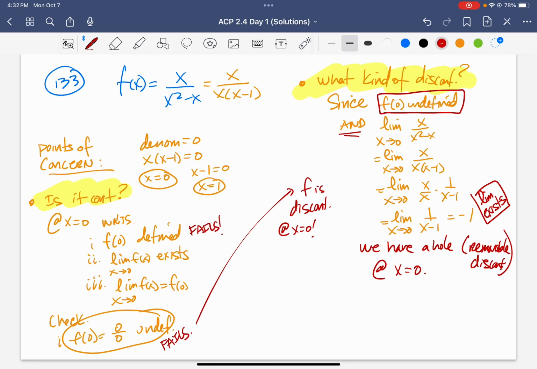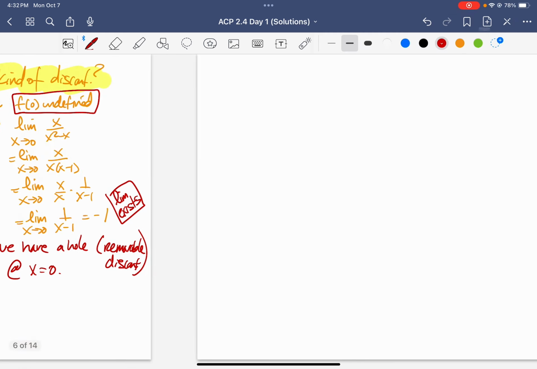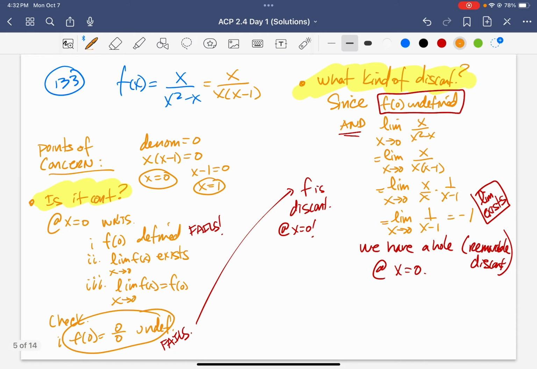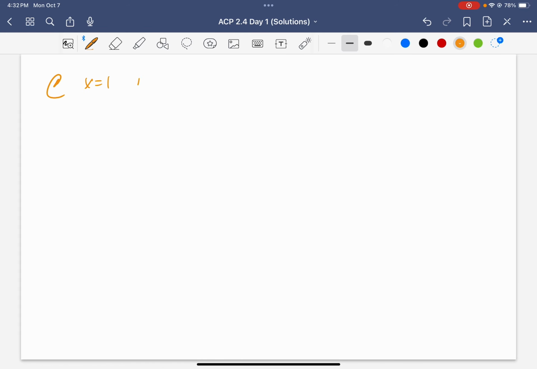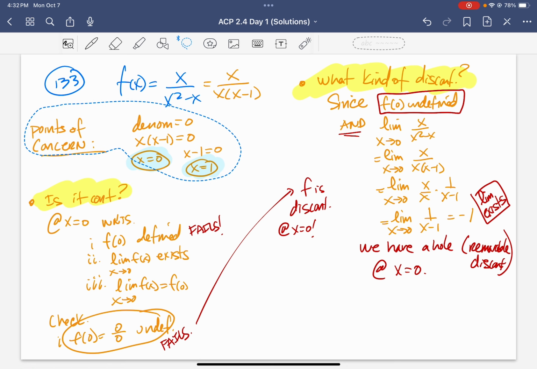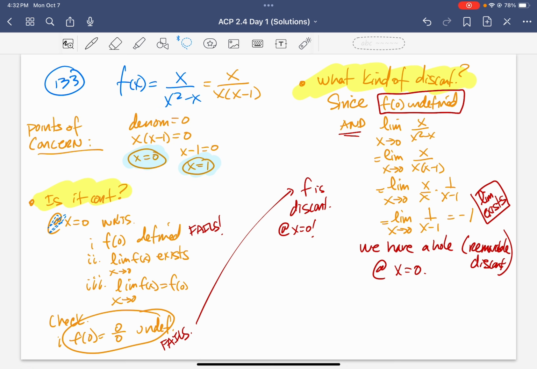And then I'm going to add a page after this. And so at, what was it? X is equal to 1. Is it continuous? Because that was one of my points of concern. I had 2 points of concern, this one and this one. So first, we said, is it continuous at x is equal to 0? And we said no, it was discontinuous, and it has a hole.